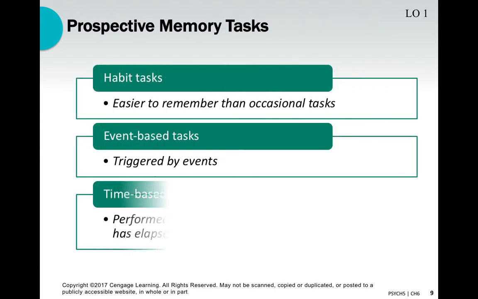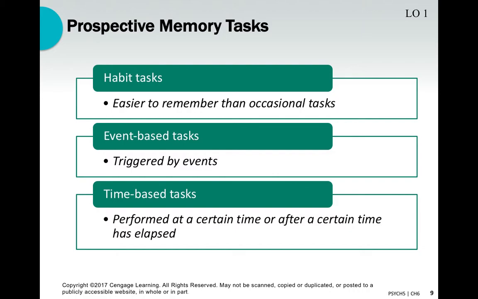There are different kinds of prospective memory tasks. Some things that are habit are much easier to remember. For example, I've got to go to work tomorrow. That's a pretty obvious habit task. There are also event-based tasks that are triggered by events, like a birthday party. My husband's birthday is coming up, so I need to go buy this gift, I need to plan this party, or do X, Y, and Z.